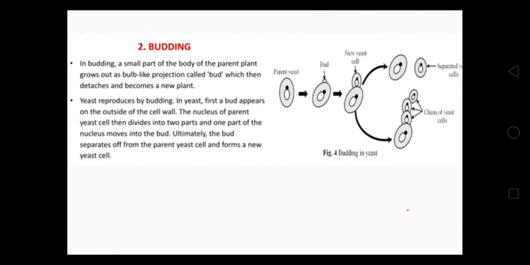Yeast reproduces by budding. In yeast, first a bud appears on the outside of the cell wall. The nucleus of the parent yeast cell then divides into two parts and one part of the nucleus moves into the bud. Ultimately, the bud separates from the parent yeast cell and new yeast cells are formed.